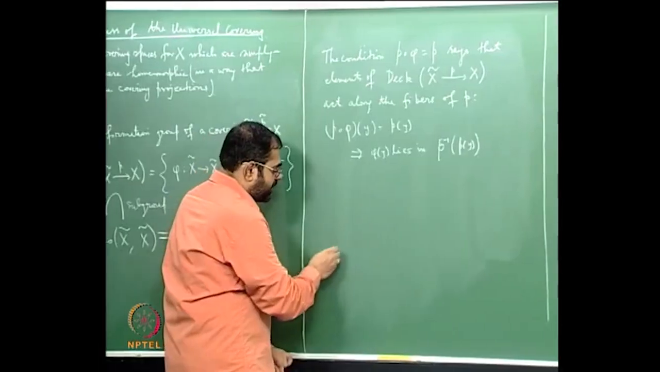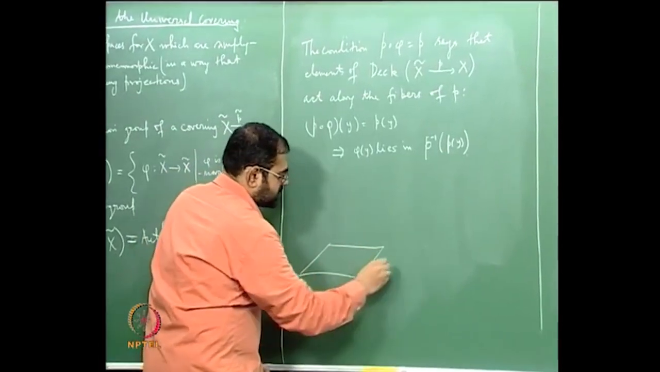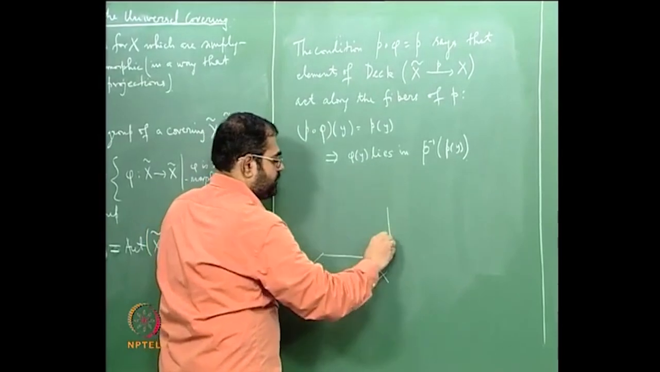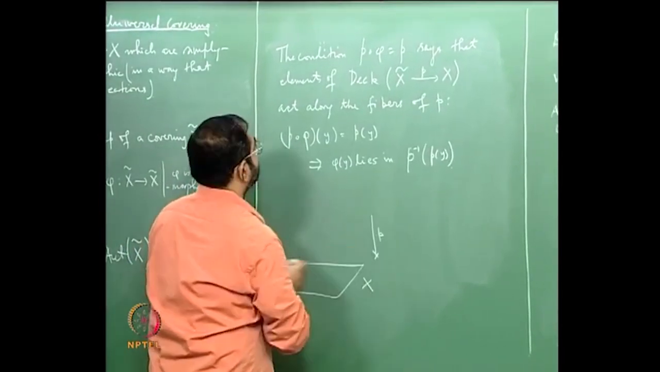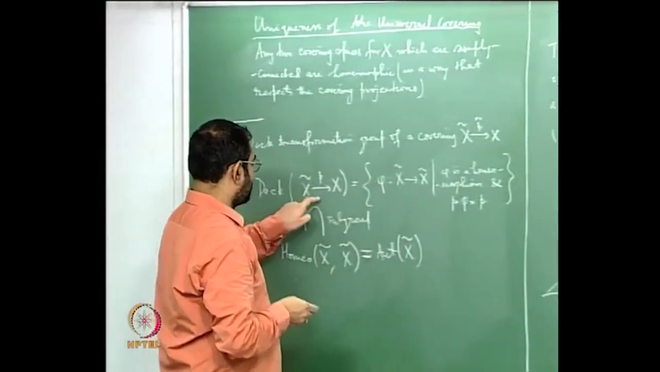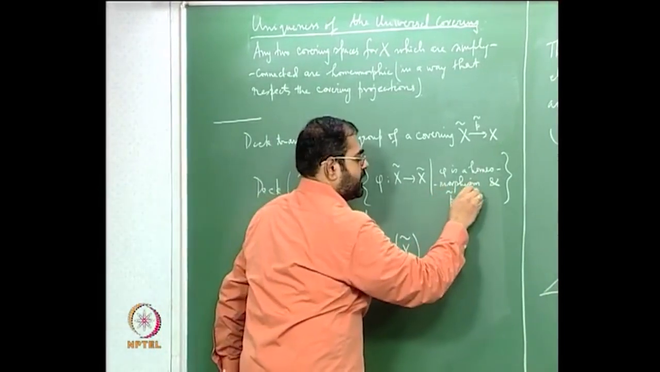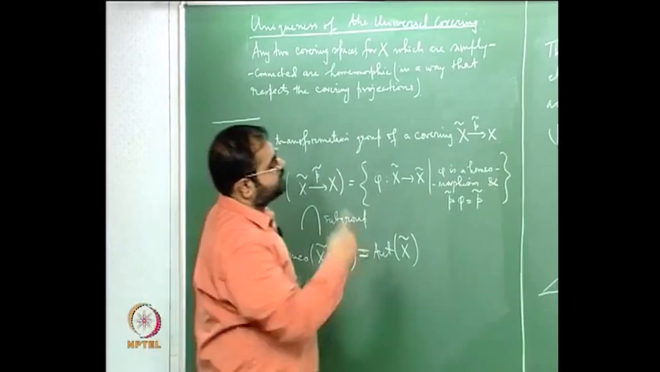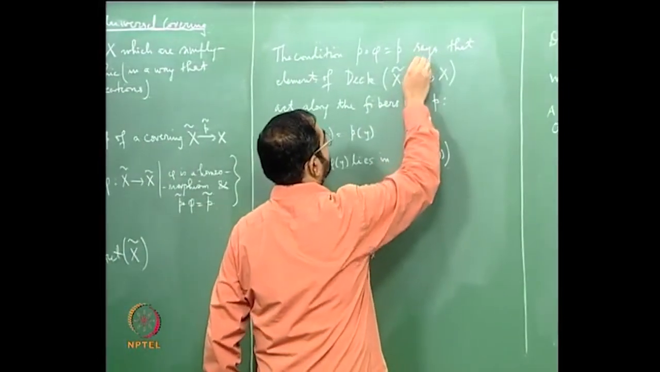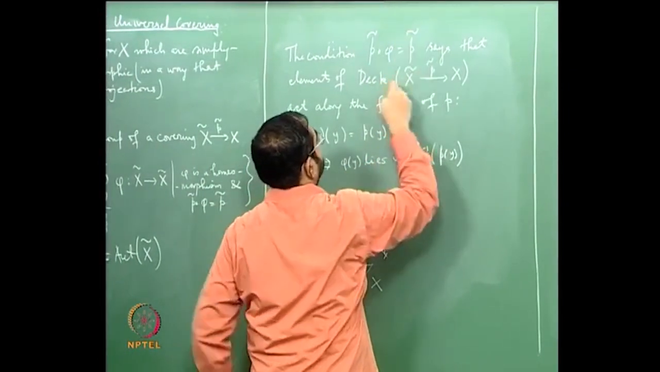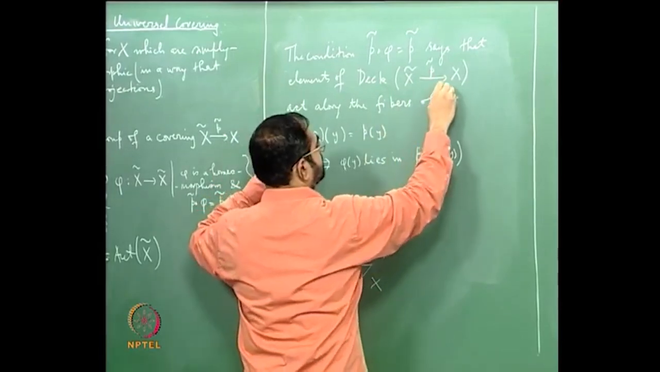You can imagine what's happening. So basically this is your x and this is your x tilde. Of course I've used P tilde everywhere, so I should be careful about P tilde. It should have been P tilde here, because I've reserved P for the map that we have constructed. So let me change it everywhere to P tilde.